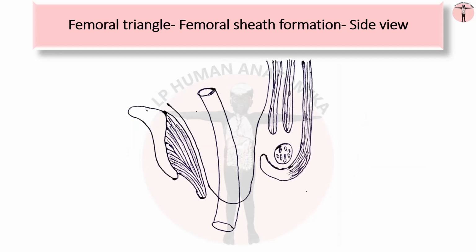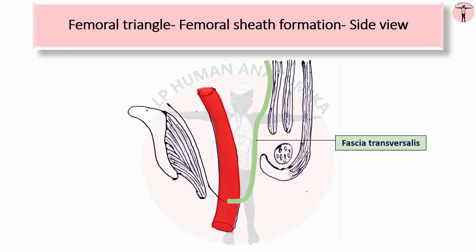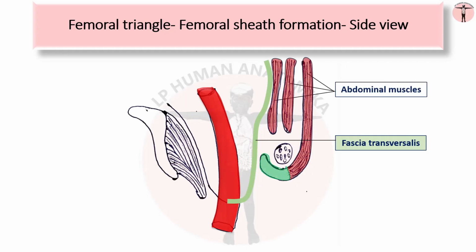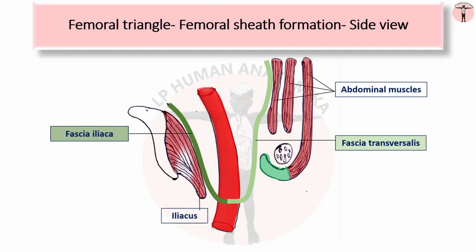We are viewing the sagittal section from one side at the level of femoral artery. So, in the adult, the anterior wall of the sheath is formed by the fascia transversalis, present deep to abdominal muscles, and the posterior wall is formed by the fascia iliaca, which covers the iliac muscle. On the other hand, the femoral nerve is not incorporated within the sheath because it passes entirely beneath the fascia iliaca.